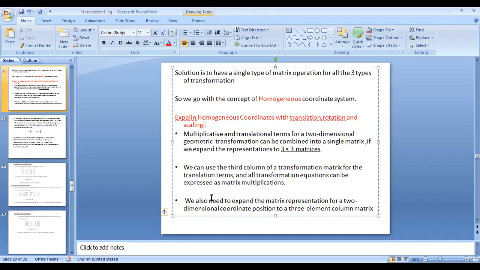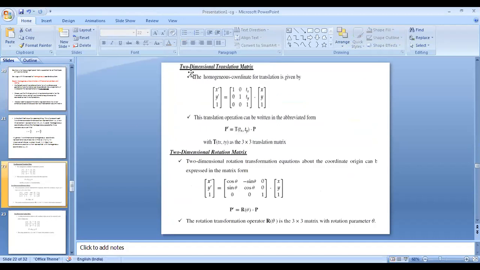Okay, so this is the explanation that you need to give for homogeneous coordinates, and let us see how homogeneous coordinates will be in terms of translation, rotation, and scaling. Come to the two-dimensional translation matrix. So what was there in the two-dimensional translation matrix? It was x dash, y dash, that's it.